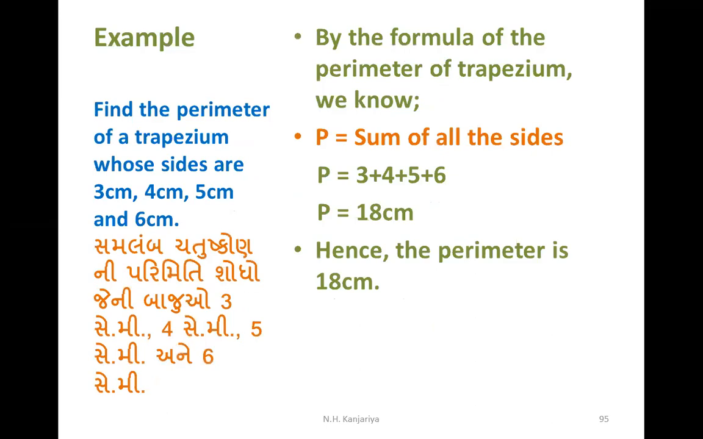Second thing is, take the sum of perimeter. Perimeter for the trapezium, it's just a sum of all sides. So it's not need to solve it.